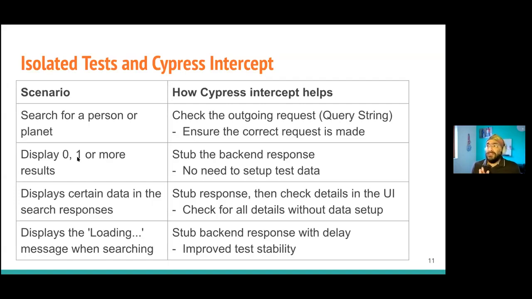And for that, we're going to stub the backend response. We're going to just type anything in our search, and we're going to make sure that a request is made out. And then when a request is made out, we respond back in one test with nothing in it, the other one which has one response in it, and the other one with multiple responses in it. And this displays certain data when the search responses are retrieved.